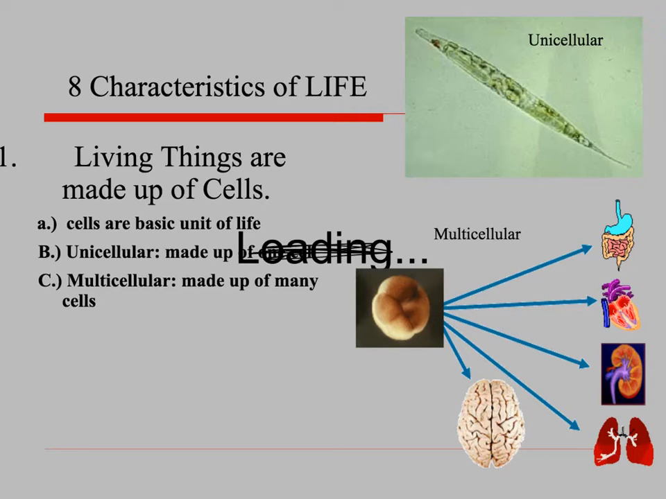So our first characteristic of life is that living things are made up of cells. That is a key idea of anything that is living. Cells are the basic unit of all living things, and living things can be unicellular, which means that they are made up of just one cell, or like you and I, they may be multicellular, which means that they are made up of many cells.